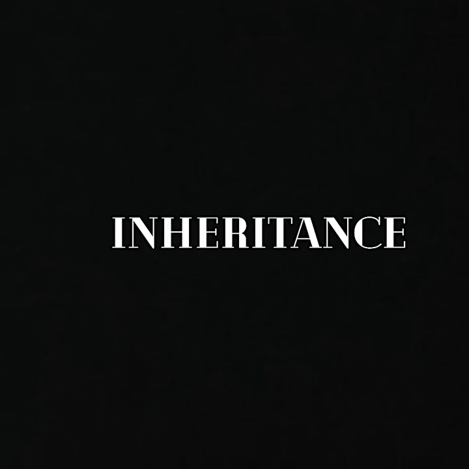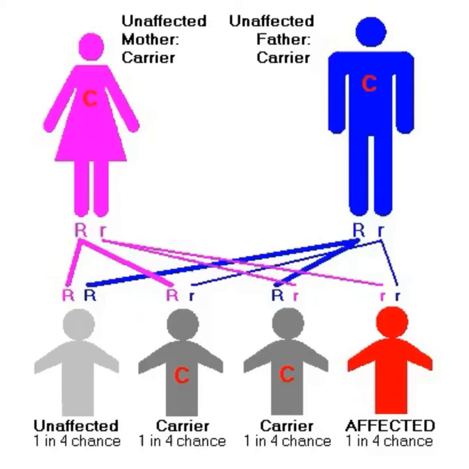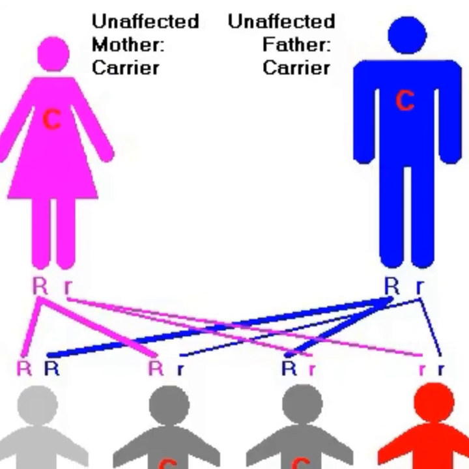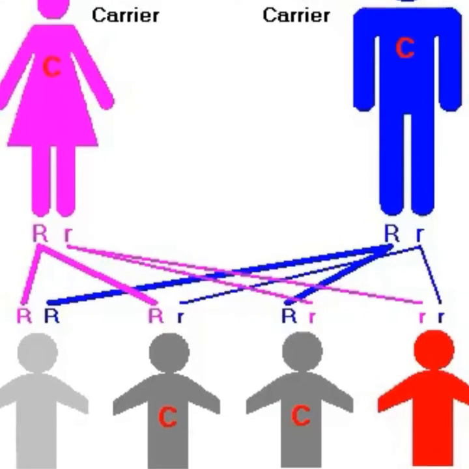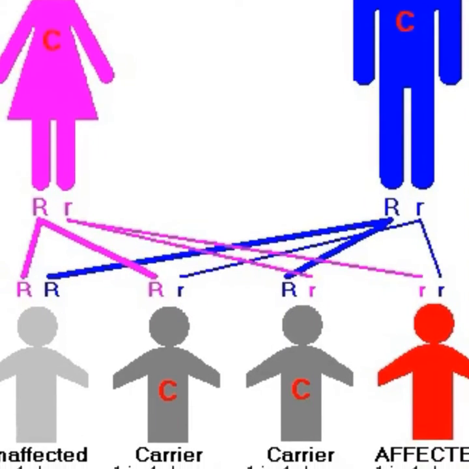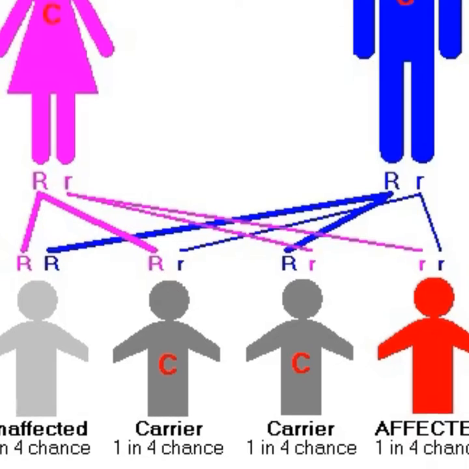Inheritance. Tay-Sachs disease affects someone who inherits 2 copies of an altered gene from their carrier parents. Carrier parents have a 1 in 4 chance of having an affected child, a 1 in 2 chance of having a child who is a carrier, and a 1 in 4 chance of having a child who doesn't carry any of these altered genes.